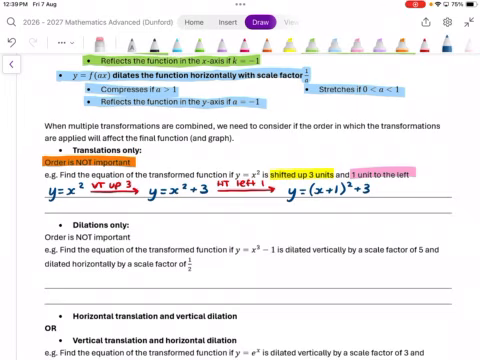Now we're going to see why the order isn't important, because we're now going to do y equals x squared, but we're going to do our horizontal translation first. So we're going to go horizontal translation, left by 1. If we do horizontal translation first, we get y equals (x plus 1) all squared. And then if we do our vertical translation up 3, we get y equals (x plus 1) all squared plus 3. So it doesn't matter. The order is not important.